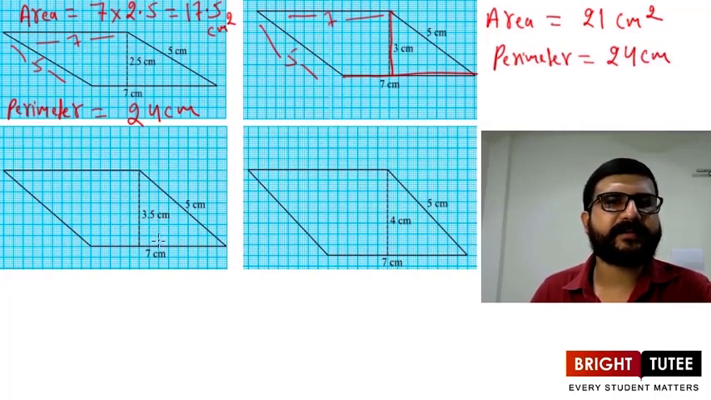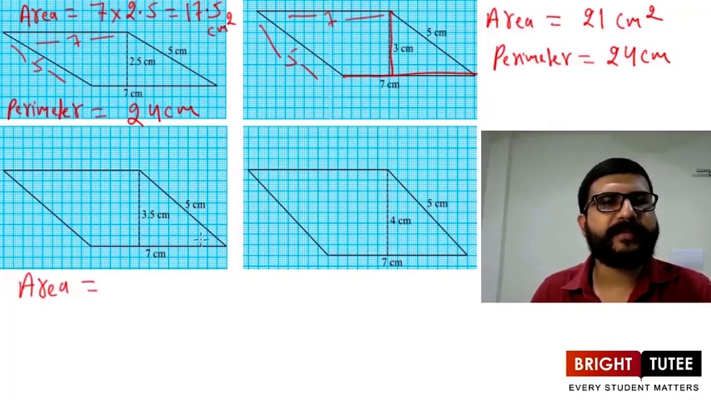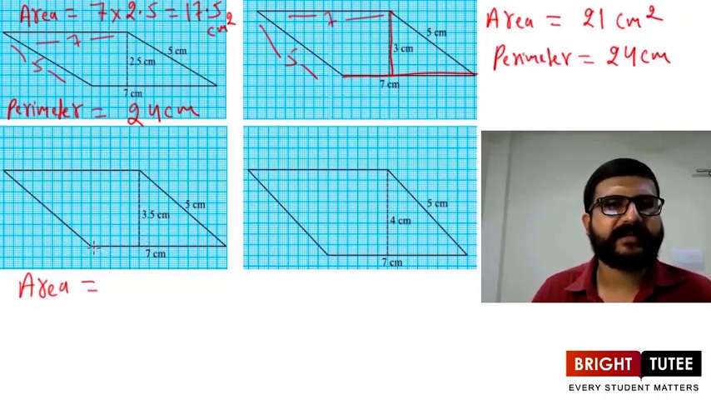Now let's consider the next one. So here we have to find area of this parallelogram and then we'll find perimeter of the parallelogram. So first of all, area. As we know, area is equal to base into corresponding height. So here base is 7 and corresponding height is 3.5 centimeters. If we are considering this as base, this one will be the height. So it means it is 7 into 3.5. Now what is 7 into 3.5?